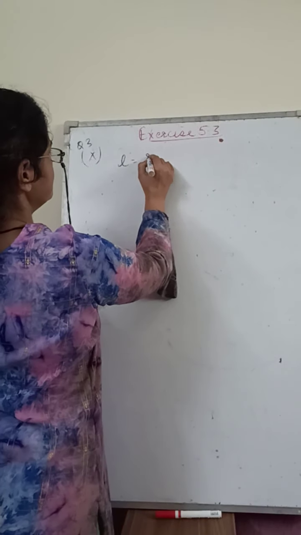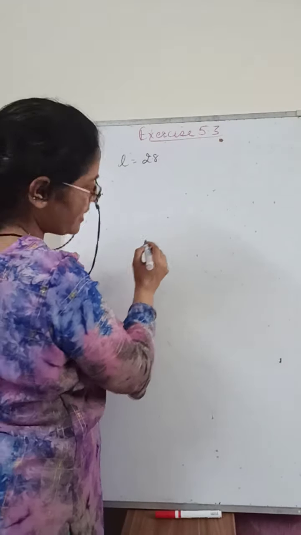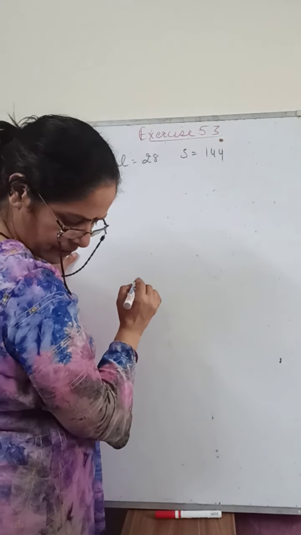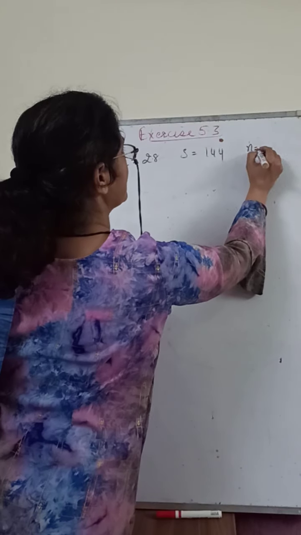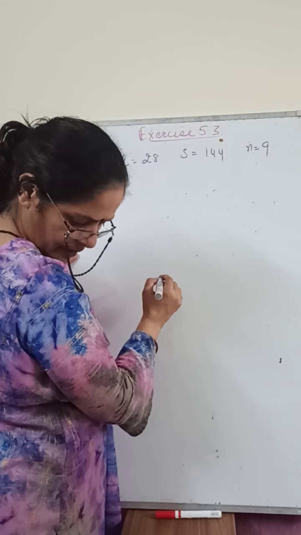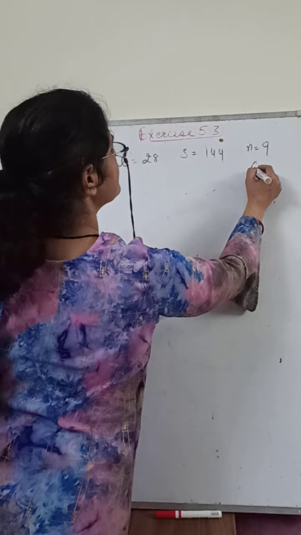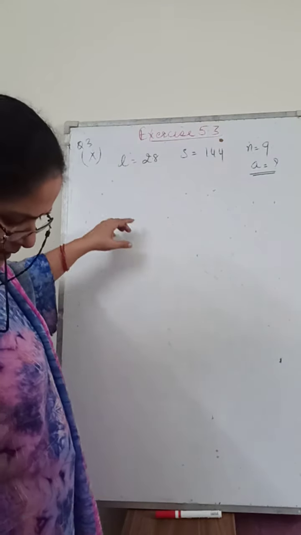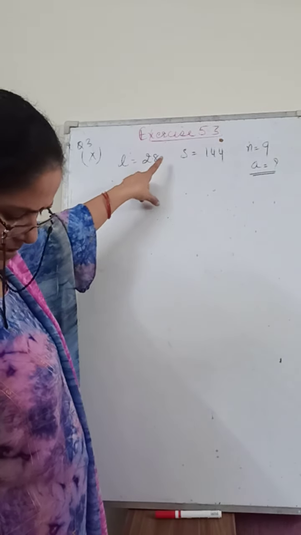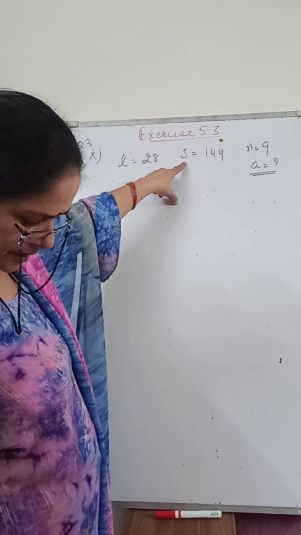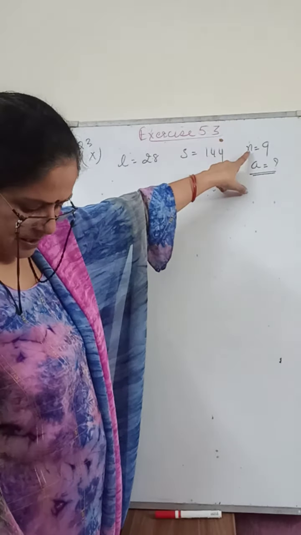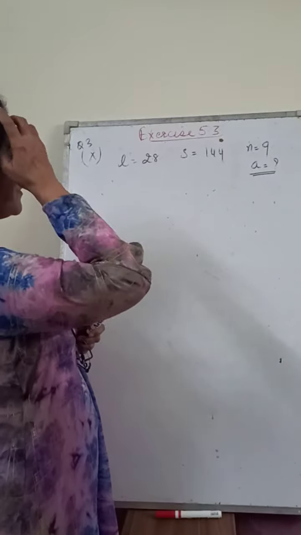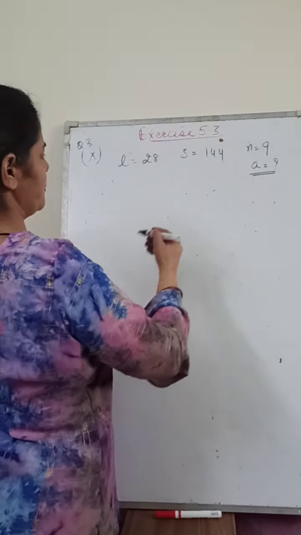L is the last term, 28. S is the sum, 144. There are 9 terms, meaning N is 9, and you have to find A. Very easy. You have to find A. An is given as 28, the sum is given as 144, and 9 terms means N is 9. So let's see which formula will be applicable.